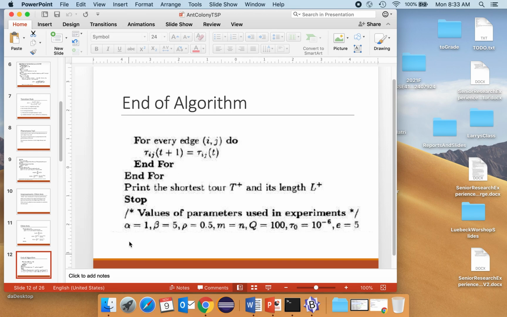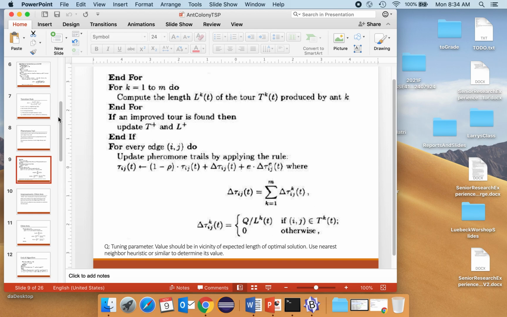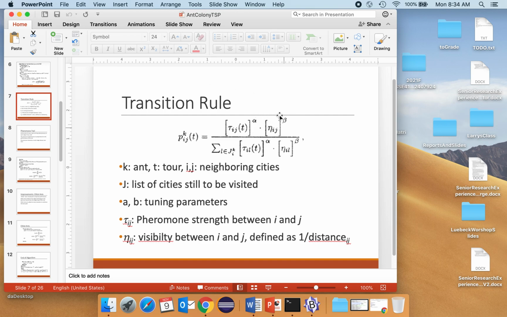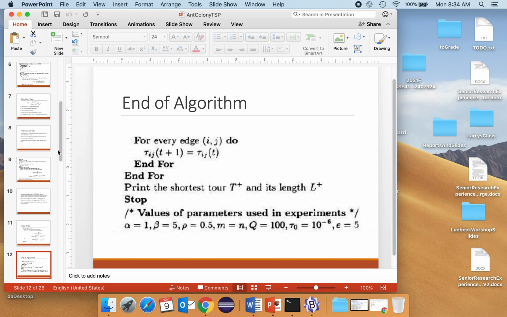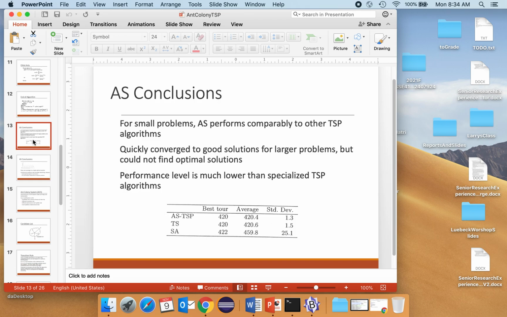Here are some tuning parameters. So the decay rate 0.5, m is equal to n, I think q was the number of cities. This is the initial pheromone value that we put, very, very low. Elitist ants, 5 elitist ants, as I mentioned. Tuning parameters, alpha, beta. So let's briefly go back to that one. That has to do with this one over here. So we do favor heuristic distance over the pheromone strength in this particular algorithm. So they validated the algorithm, and it's okay. It's not bad.